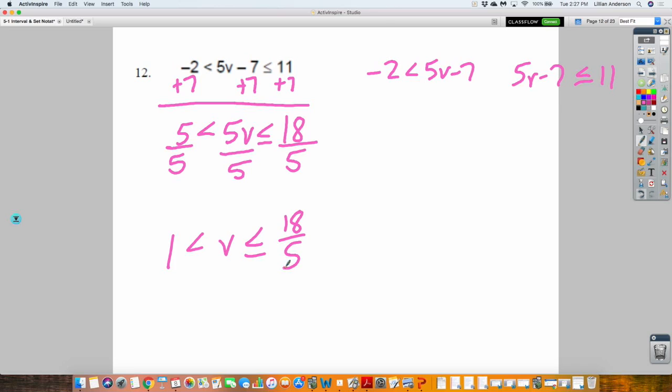Thank you guys for not giving me the decimal. Oh my goodness, I'm so worried. And then you just include the set of v values such that 1 is less than v, which is less than or equal to 18 over 5.